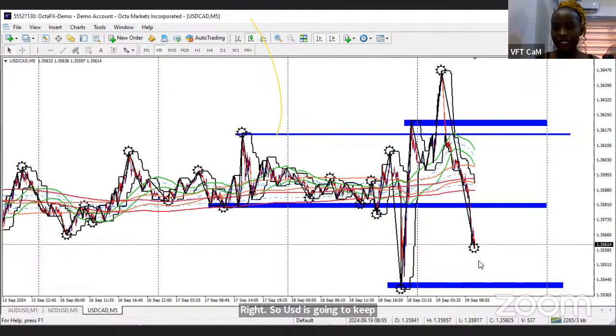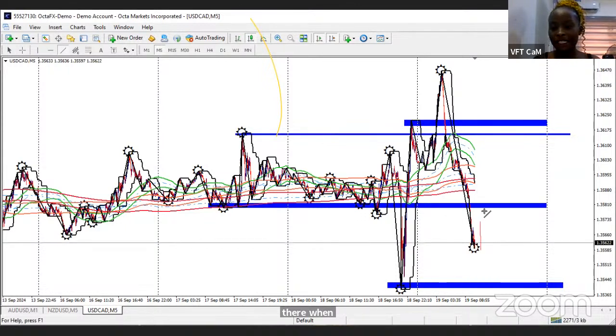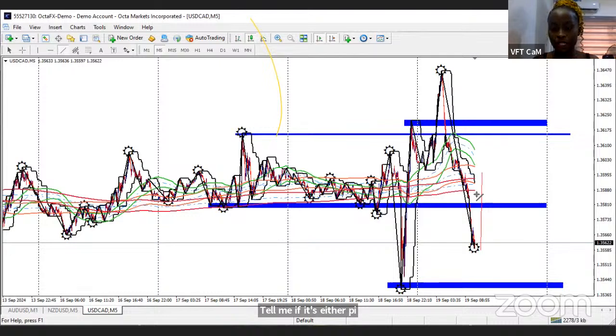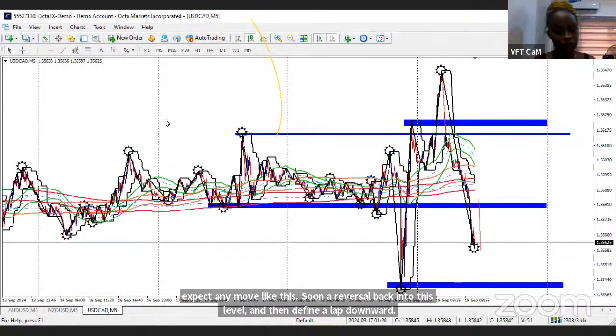When it eventually trades in here, maybe this is the point that will now give it that final move that will make it either retest into our POI1, which is the before yesterday's low, or into the trend. So we're expecting a move like this soon, a reversal back into this level, and then the final leg downward to continue the overall bearish move that we see on the H4 time frame.